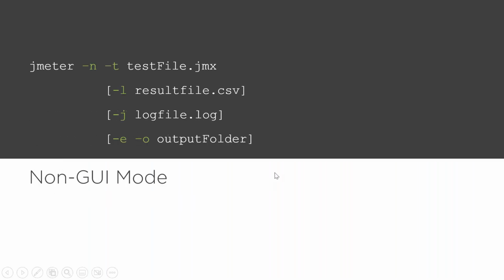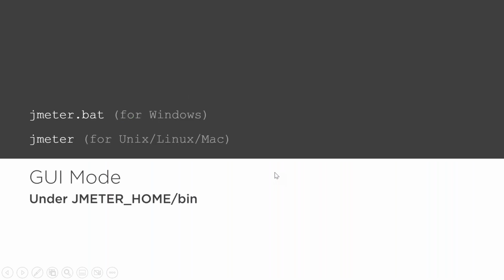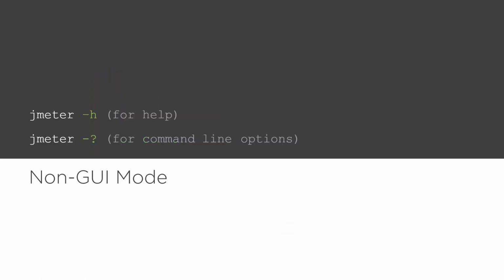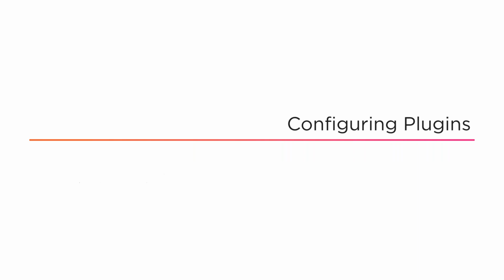Now remember that this is a GUI which I started. But if you want to run in non-GUI mode, then you have to specify -n. So that is also possible, non-GUI. If you want to understand any command line options, jmeter -h will help you get them.